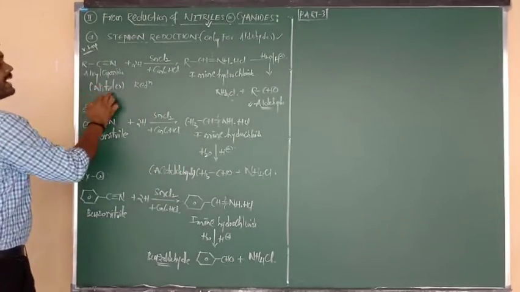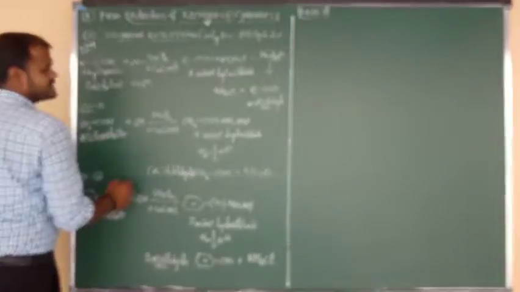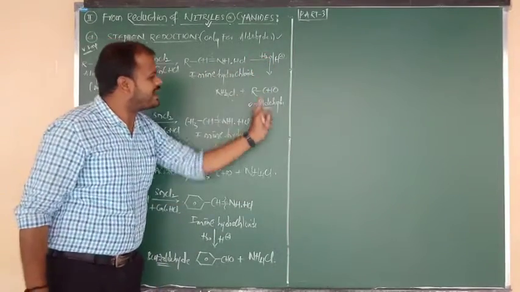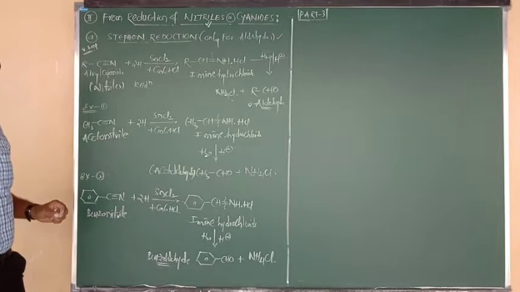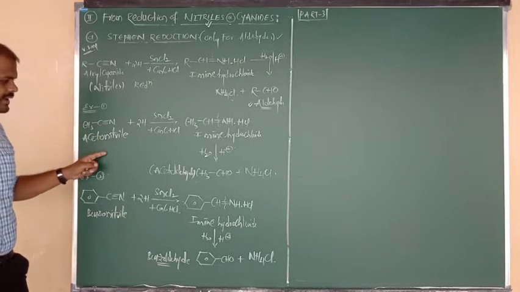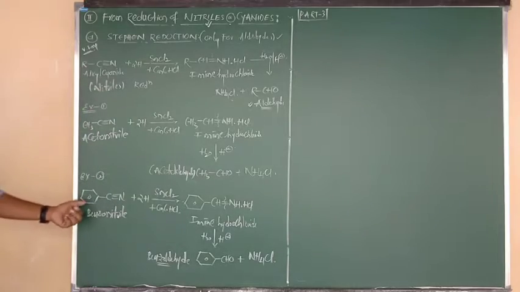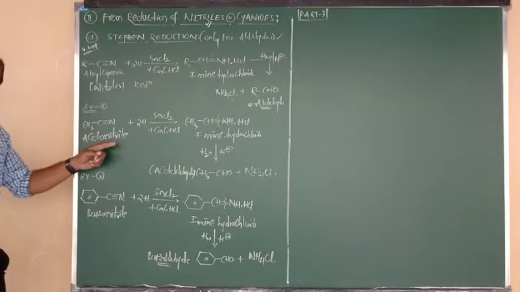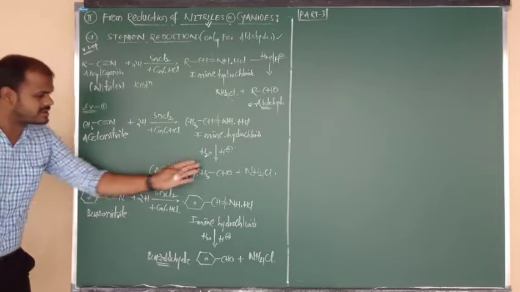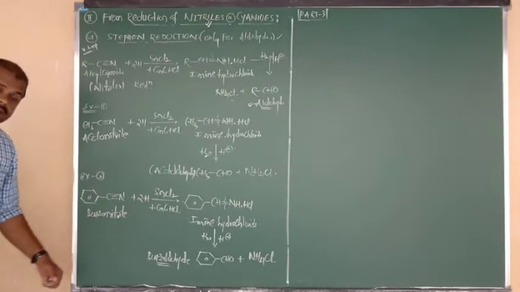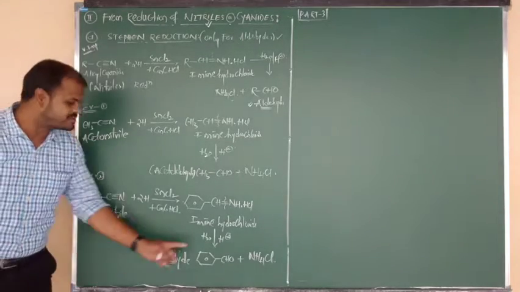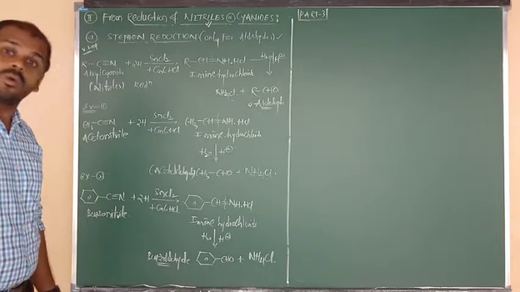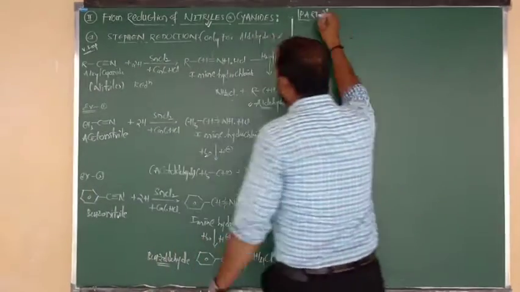Good. Nitriles upon reduction with stannous chloride plus concentrated HCl give imine hydrochloride, and followed by hydrolysis give aldehydes. CH3CN, acetonitrile, gives acetaldehyde. Benzene CN, nothing but benzonitrile, gives benzaldehyde. Acetonitrile, also called methyl cyanide, gives acetaldehyde. Benzonitrile, also called phenyl cyanide, gives benzaldehyde. I hope you understand these two examples clearly.